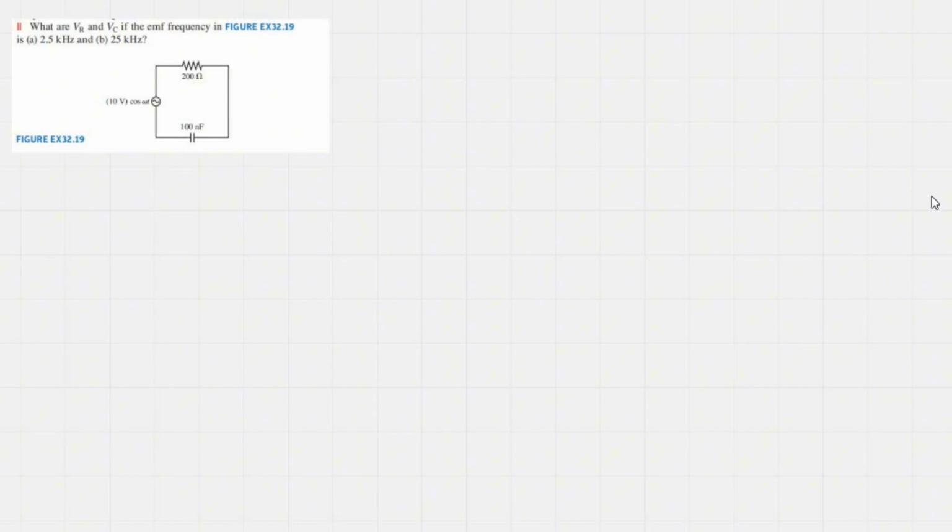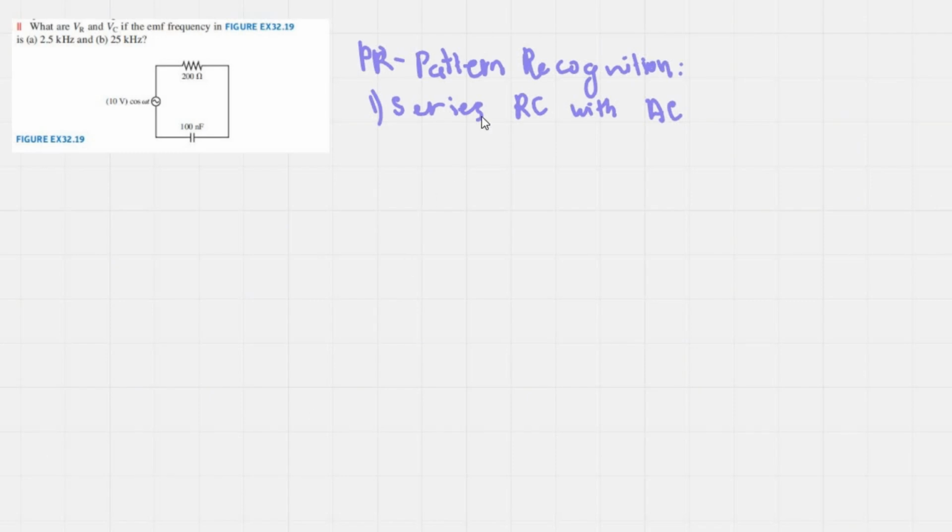So first of all, we recognize that this is a series RC circuit with alternating current. In this kind of circuit, the capacitor does not behave like a normal resistor. Instead, it has capacitive reactance, which depends on frequency. This means at low frequency, the capacitor opposes more current, and at high frequency, it opposes less current.